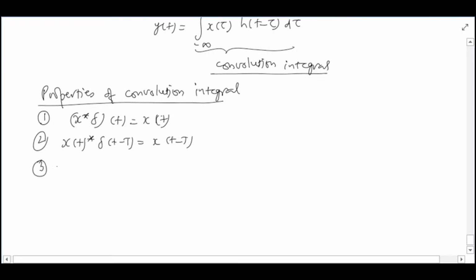As for discrete time, we have the commutative property, that is x star h is h star x. The distributive property, and the associative property.